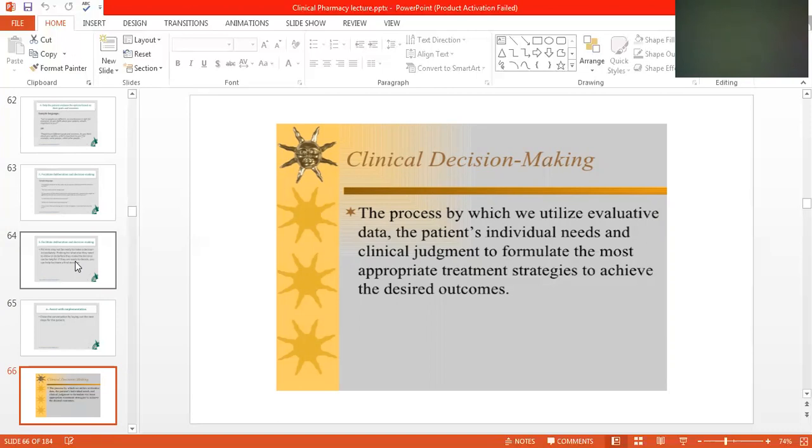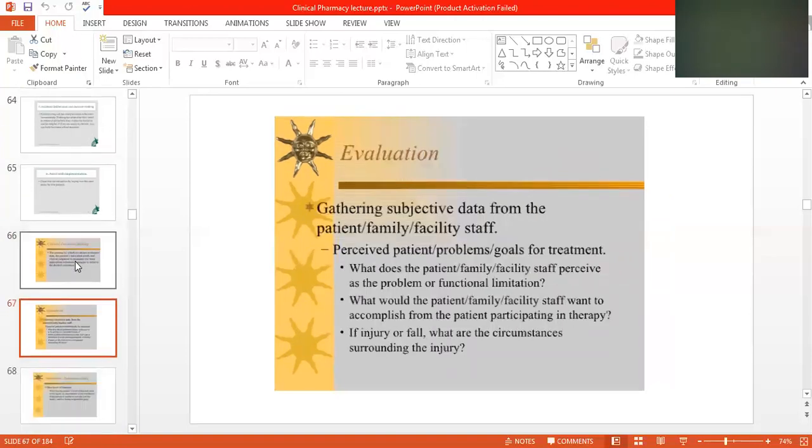For example, a patient is suffering from hypertension. You have to understand the need of the patient and use clinical judgment. What type of medication are you going to give: beta blocker, calcium channel blocker, diuretic, vasodilators, or some nutritional medicines? So we have to understand what type of support and treatment we have to provide to the patient.